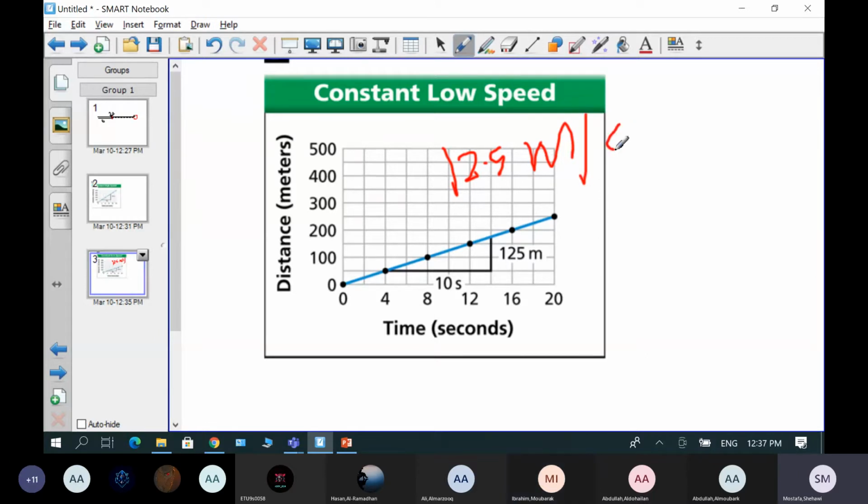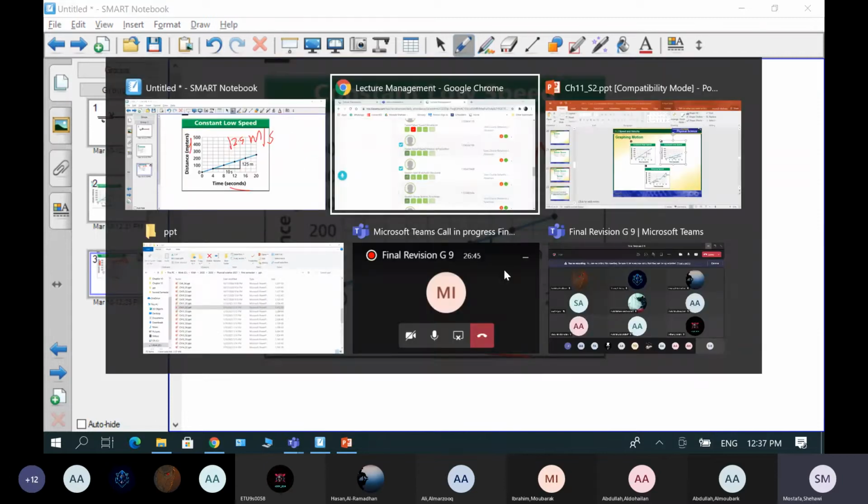Where did we get the meter from here? It's meter here, and it's second here. You write the units as here and here. If this were kilometer and this hour, it would be kilometer per hour. But because we have meter here and second here, the answer will be meter per second. Okay.